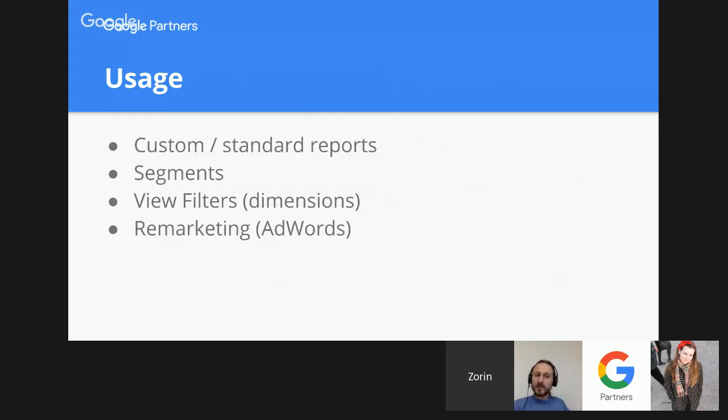You can use them in segments, you can use them as view filters, and probably the most valuable part of using custom information in analytics is that you can define your audiences based on custom dimensions, and then push all this information into AdWords. This is what we mostly do, and this is basically one of the prerequisites for using Google Analytics remarketing for dynamic marketing for AdWords. So you will definitely need to define some custom dimensions to pull that off.